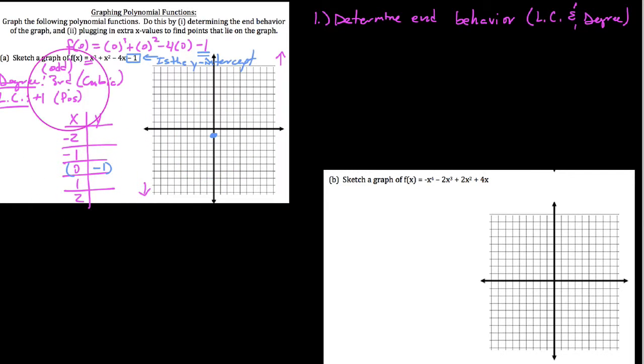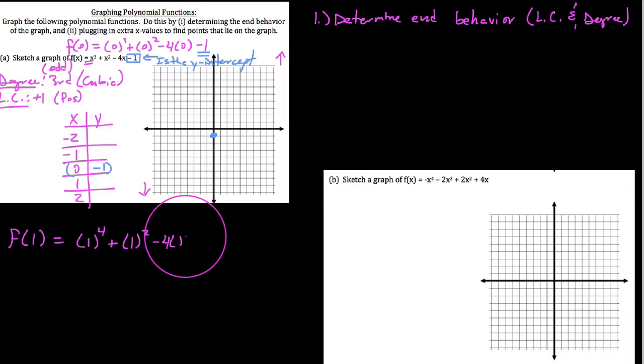Another really easy x value to plug in would be 1. So let's go find f of 1. We can see how this would be 1 to the fourth plus 1 to the second minus 4 times 1 minus 1, where you get 1 plus 1 minus 4 minus 1, which is 1 plus 1 is 2, minus 4 is negative 2, minus 1 is negative 3. So we'd say, well, negative 3 here. This is on my graph, so 1 comma negative 3 would be right here.